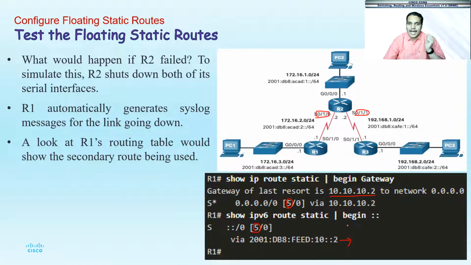Please remember that as long as the primary route is functioning, the floating static route won't work. It will not be updated into the routing table. Only the first route will be updated, because by default static routes have an administrative distance of 1. That is why, when you want to set up floating static routes, you have to specify an administrative distance of more than 1.